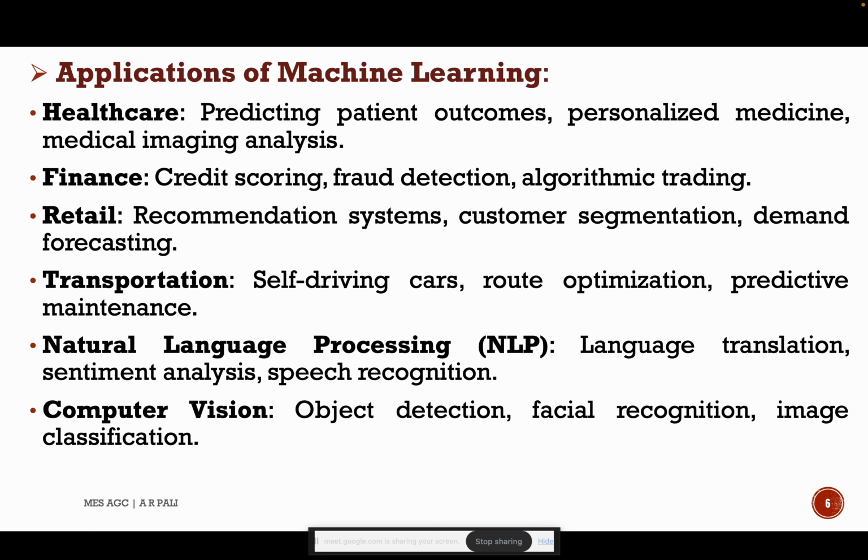Route optimization, just what Swiggy, Zomato and Amazon delivery apps are using. A particular delivery boy is suggested a certain route so that he can deliver a lot of parcels in one route only, so that less petrol is used. Predictive maintenance. Then natural language processing, NLP, language translation.